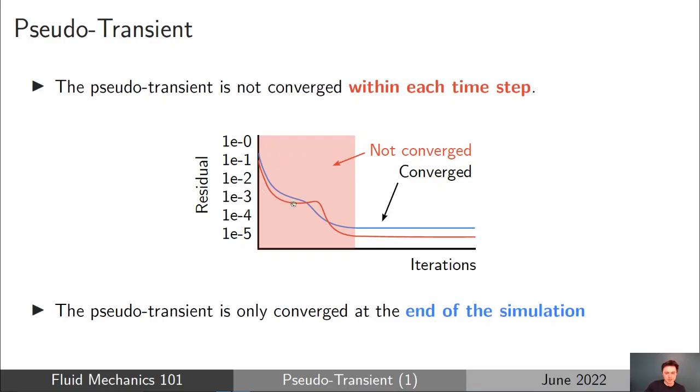And what this plot is telling us is that with a pseudo-transient approach, in the same way that when we had a relaxed approach to solving steady state equations, the solution is only converged at the end of the simulation. These intermediate or initial time steps are not converged. And that's going to be the key conceptual difference between the pseudo-transient approach and a true transient approach.